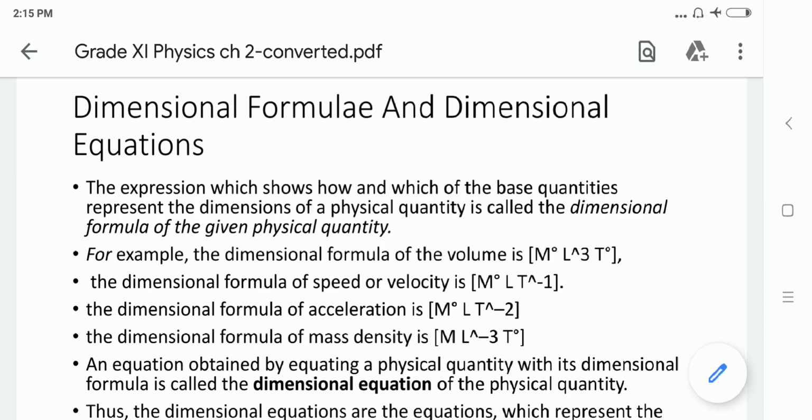Acceleration, that is distance per time square, that is meter per second square. So here, meter can be considered as a length 1, second square means time inverse. So here that is a time square, that is T raised to minus 2. So M0 L1 T raised to minus 2.